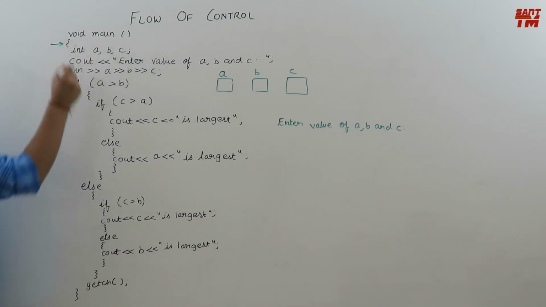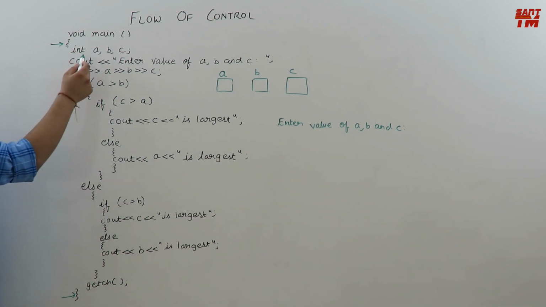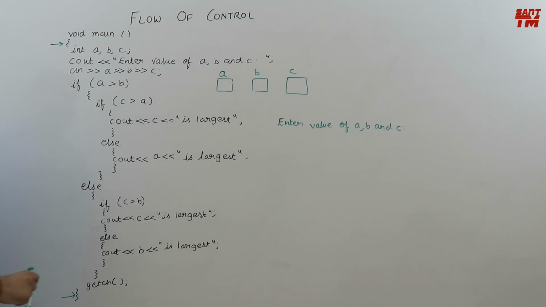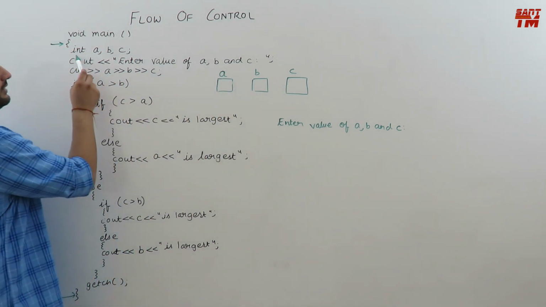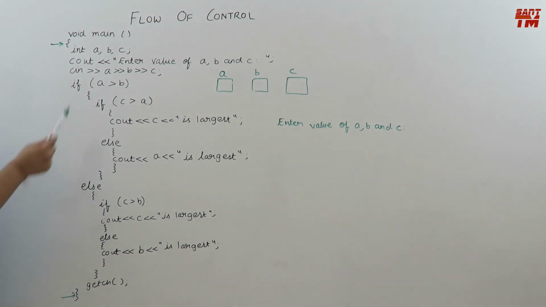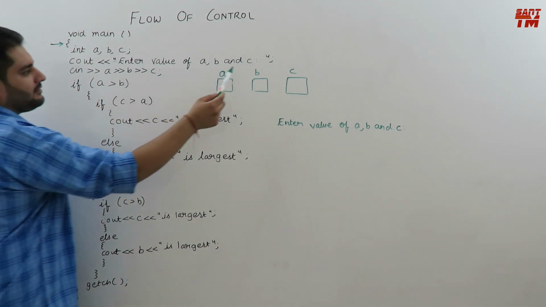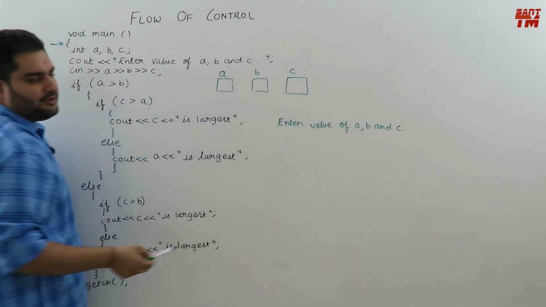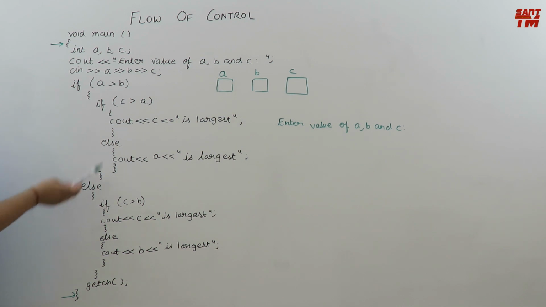Here the main function starts and here at the end it ends. Then here the first statement is int a comma b comma c. Whenever this statement is encountered, the memory for a, b, c is allocated and the memory can hold integers only. Then cout enter value of a, b and c. This statement being in double quotes will be printed directly like this on your console screen. Then cin a, b, c. That means at the same time we will put three integers.